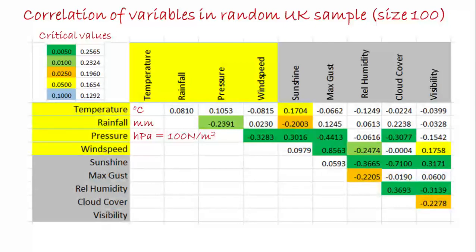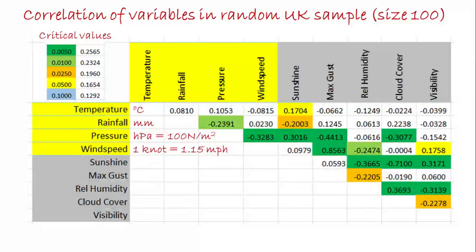Pressure, hectopascals, so that's 100 pascals, so 100 newtons of force per square metre is the pressure. And we can see that that's negatively correlated with wind speed, so higher pressure, less wind, and vice versa. We can see it's positively correlated with sunshine and negatively correlated with the maximum gust of the wind. It's also negatively correlated with cloud cover, so higher pressure, less cloud.